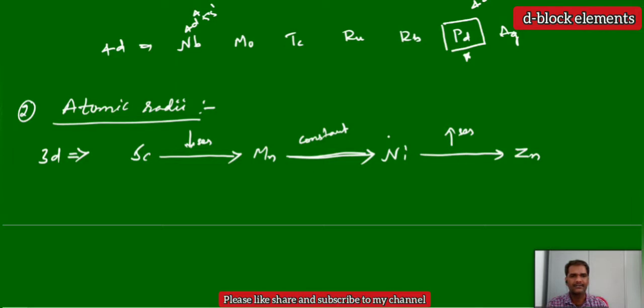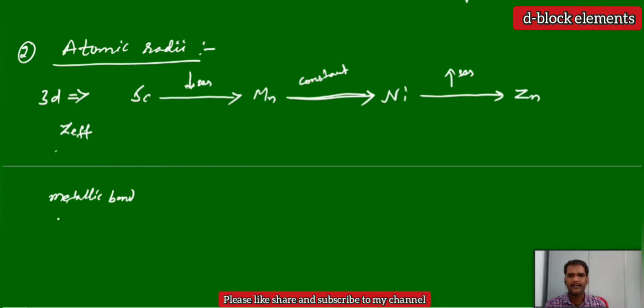Why does it show this kind of behavior? Two factors mainly influence it. One is the effective nuclear charge, that is Z effective, and the second one is metallic bonding. A metallic bond depends on the number of unpaired electrons. As the unpaired electrons increase, metallic bonding increases.